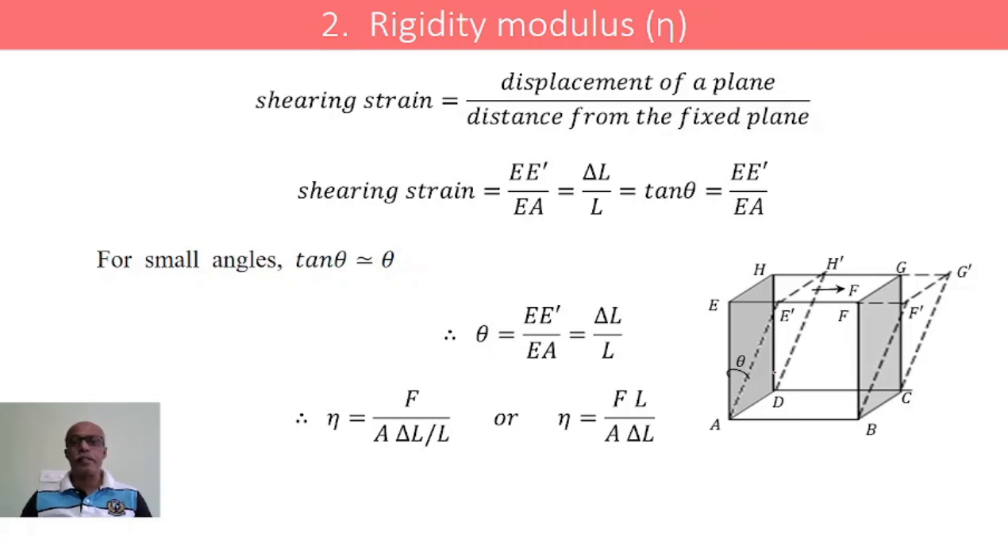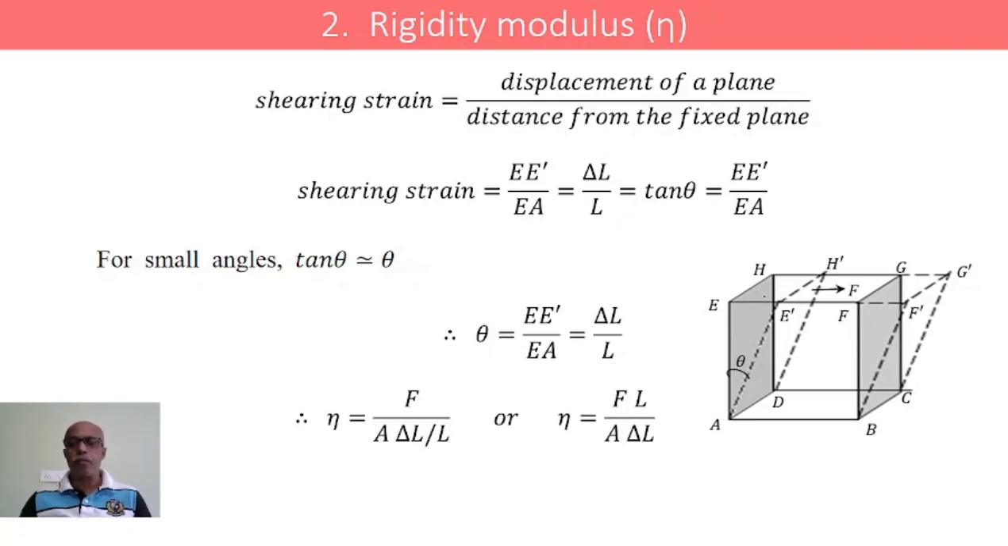Shearing strain is represented by theta, or tan theta, and that is equal to the displacement of the plane EFGH divided by the distance from the fixed plane. The displacement of this plane is EE', or HH', or FF', or GG', one and the same. I took it as EE'. The distance of this plane from the fixed plane is EA, which is equal to L. And this EE' is taken as delta L, and EA is L.